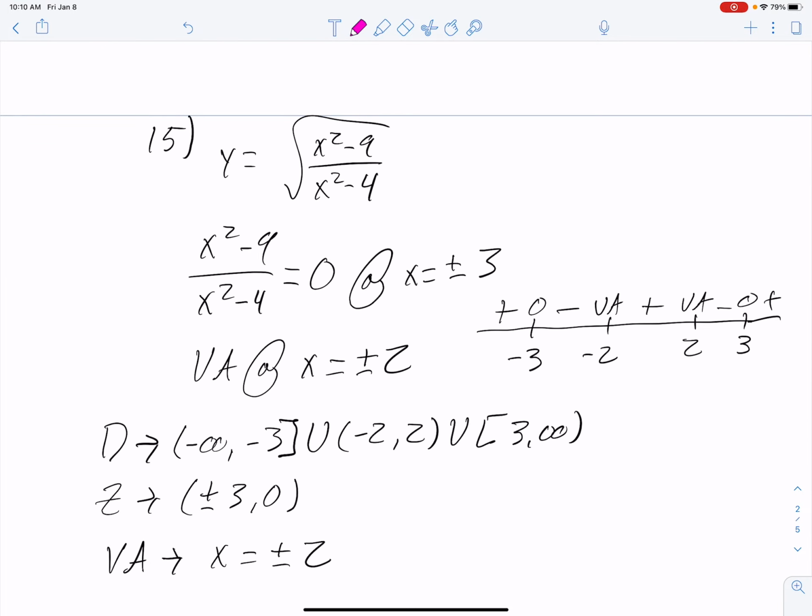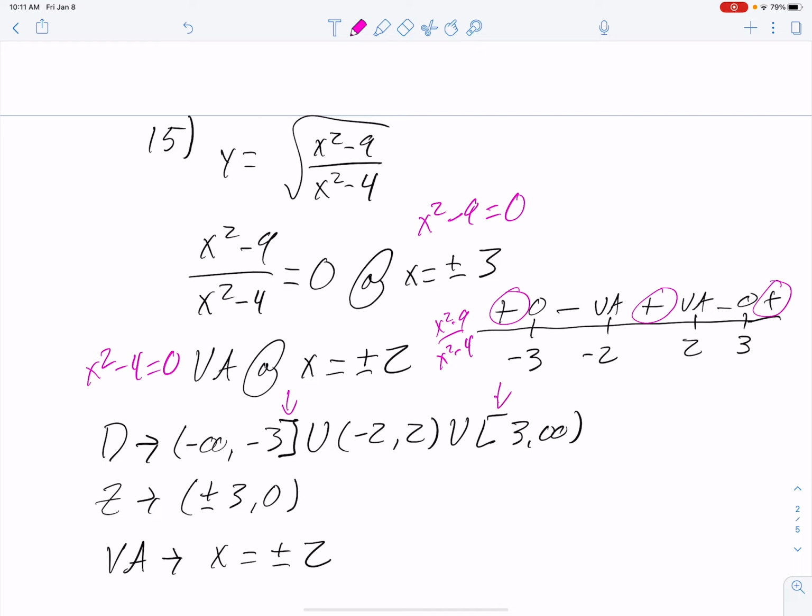Number 15, again, if I want to know my zeros, I set my numerator equal to 0. If I want to know my vertical asymptotes, I set my denominator equal to 0. Again, this is a sign pattern of what's inside the square root. I find my signs, recognizing that the zeros will use brackets, the vertical asymptotes will use parentheses, and I'm able to come up with my domain, zeros, and vertical asymptotes.